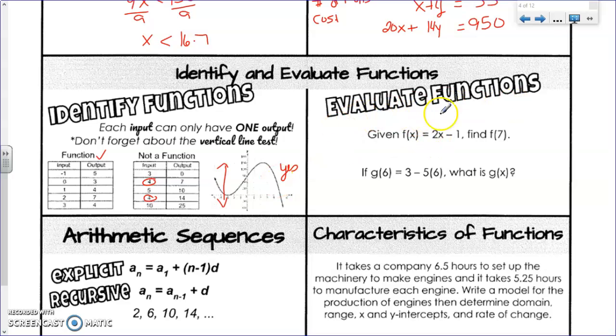Okay, so then if we have functions, we're going to evaluate f of 7. So that means we're going to replace x with 7. So f of 7, 2 times 7 is 14, minus 1 is 13. Here, g of 6 equals 3 minus 5 times 6. What is g of x? So g of x would equal 3 minus 5 times x.